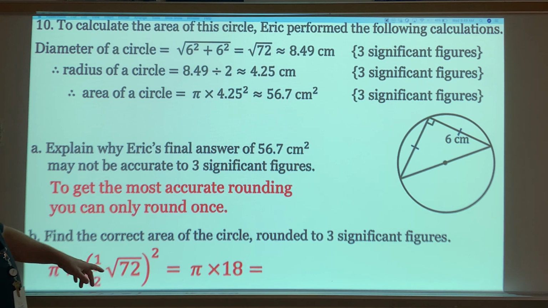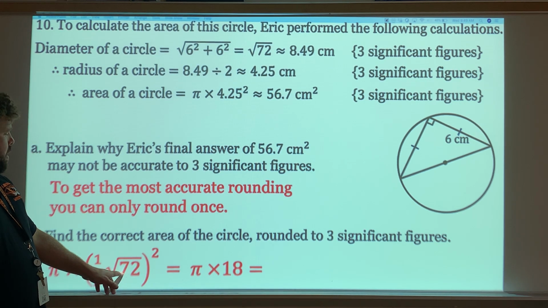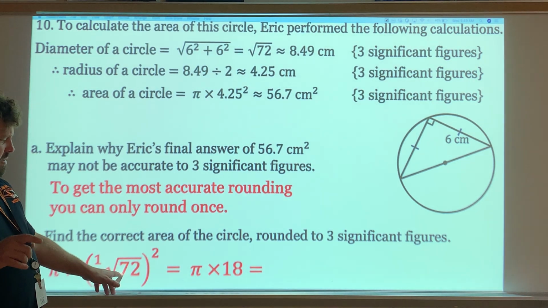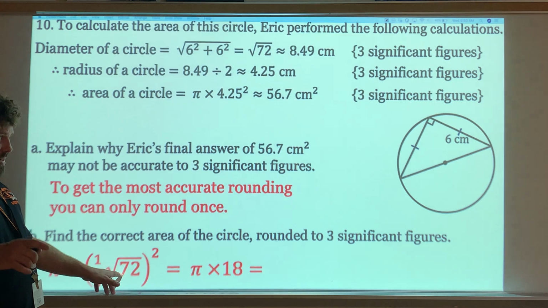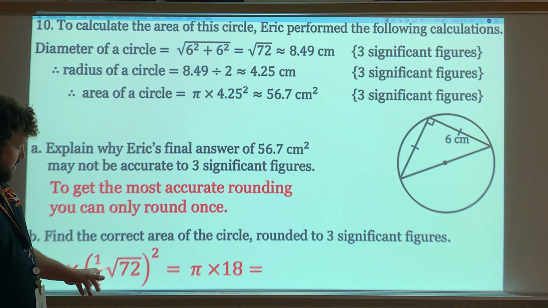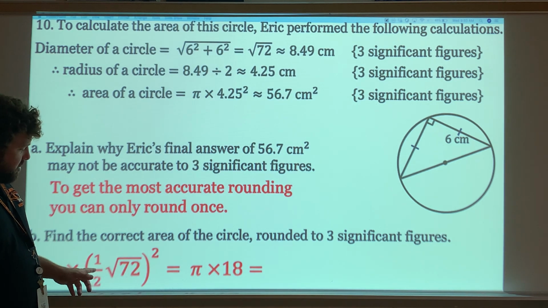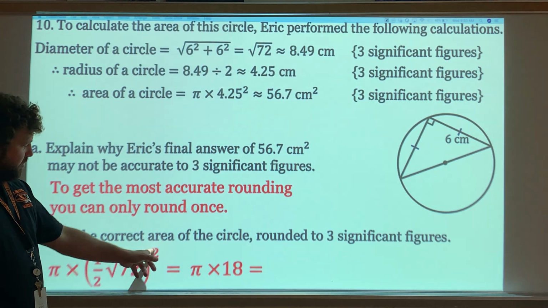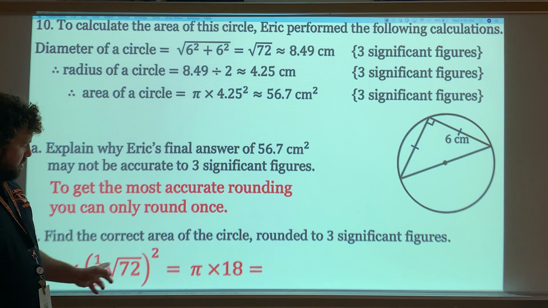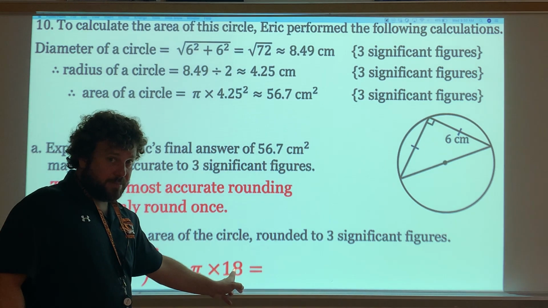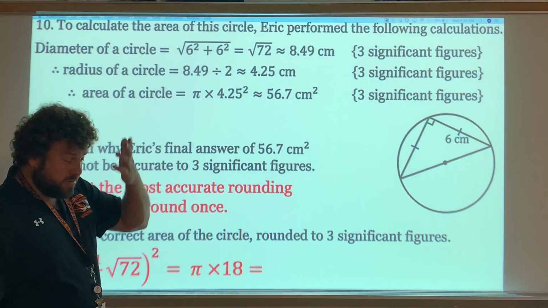Okay, how do I know that? Because 72 is technically square root of 36 times square root of 2, right? Square root of 36 is 6. 6 times 1/2 is 3. So this inside is 3 square root 2. 3 squared is 9, square root 2 squared is 2, and 9 times 2 is 18. So I can do that in head, you can do it with a calculator.